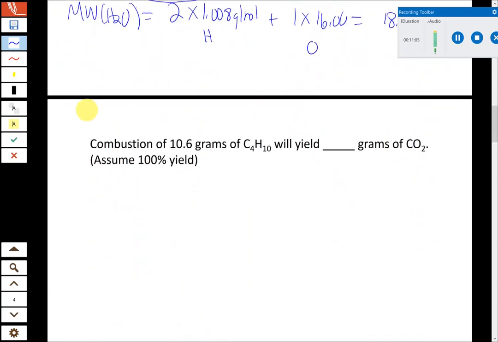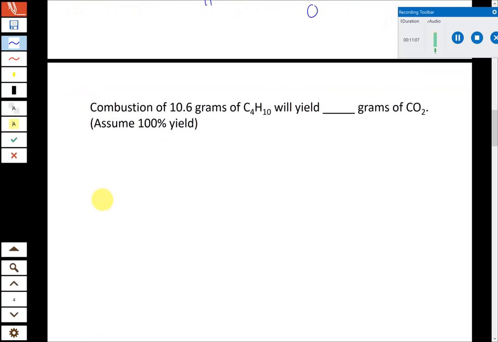All right, and then the last major variation we had on sort of typical stoichiometry problems is this one here. So here we're combusting 10.6 grams of C4H10, which is butane, and we want to know how many grams of CO2 will that yield. Assume 100% yield. That basically means we're assuming we're going to form all of the CO2 that is possible to form. So in this problem here, we have grams of one substance. We're calculating grams of another. So this would be classified as a mass-to-mass stoichiometry problem, if we're trying to, again, categorize things in these ways.